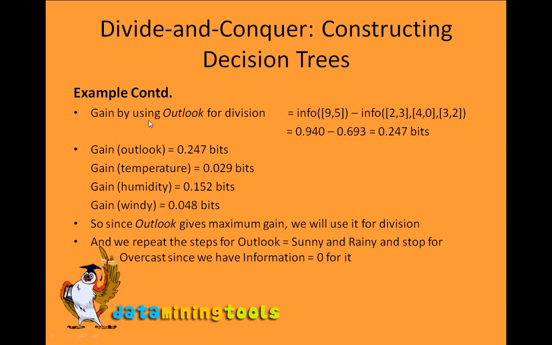Now we are calculating gain by using outlook for division, with the information which we have before the division, and we calculate the gain for different attributes over here. So since outlook gives the maximum gain, we will be using it for division. And again we repeat the step for outlook equal to sunny and rainy since the information there is not equal to 0, and stop for overcast since we have information equal to 0 for that particular instance.